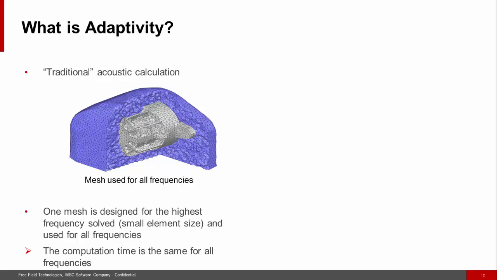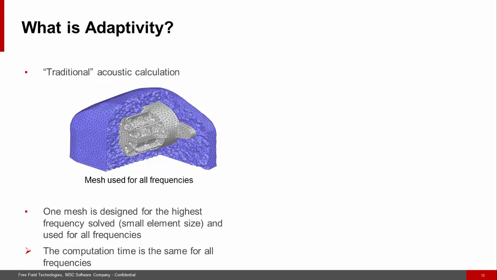In other words, traditional acoustic calculations use one mesh for all the frequencies for ease of use, and the computational time is basically equal for all the frequencies and driven by the mesh valid for the highest frequency, which is very fine, and therefore this is far from being efficient.